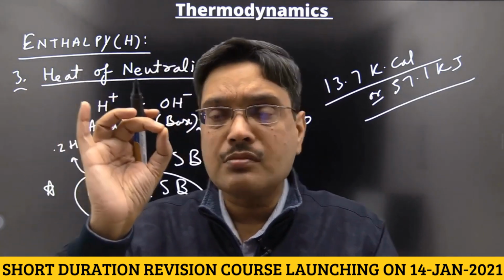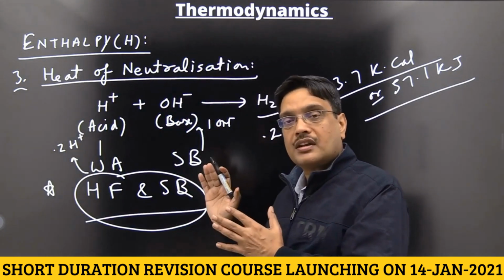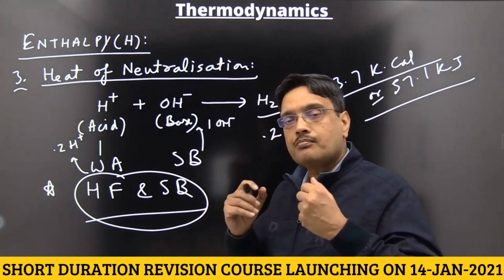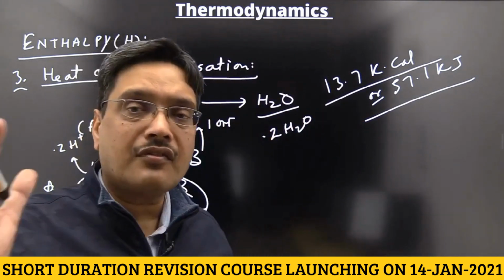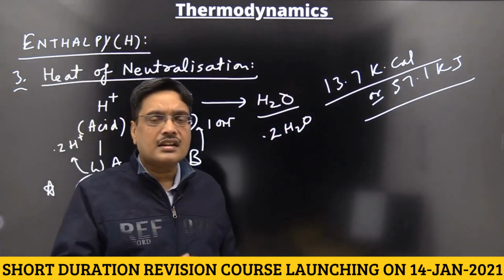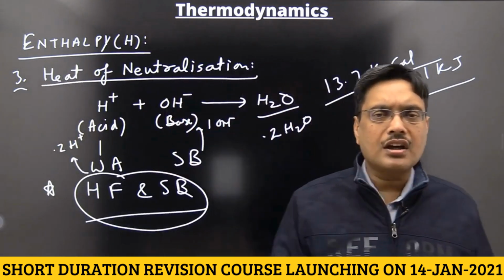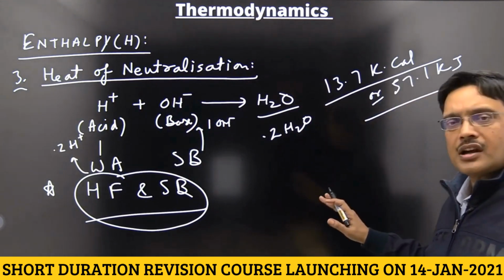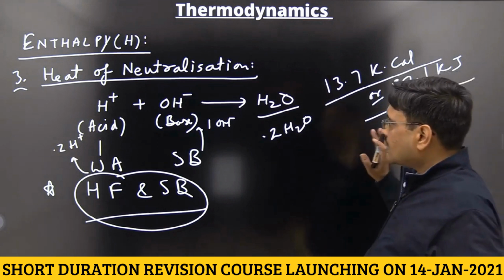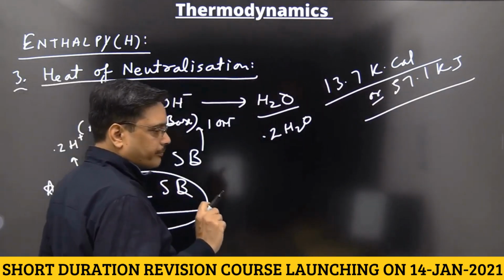So this point is most important. If you use HF acid with strong base, then heat of neutralization becomes more than 57.1 kilojoule. And what is the reason? It is due to the high hydration energy of fluoride ion. Have you understood this point? Clear? So this is all about heat of neutralization.